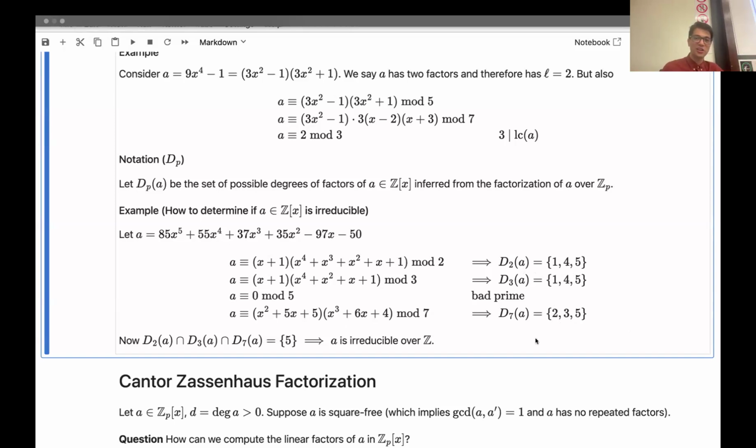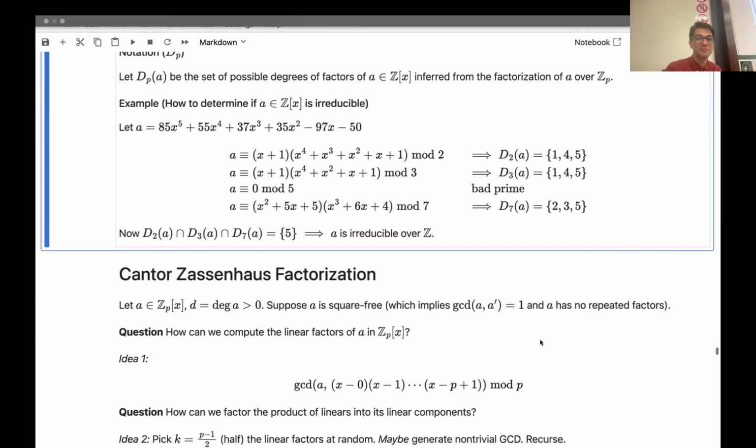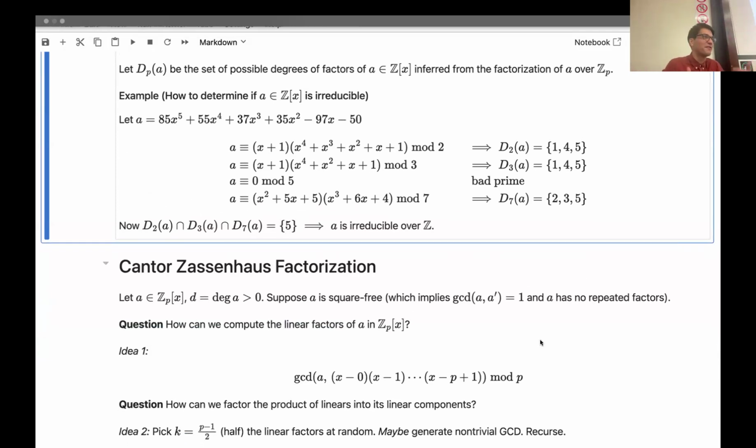So really, Z[x] can only have a decomposition into the intersection of all of these degree factorizations. So what is the intersection of all these sets? 5. That means the only thing that we can factor this into is a polynomial of degree 5. Well, then I guess it's irreducible, right? So there you go. Given an arbitrary polynomial over Z[x] and the ability to factor mod p, you can determine if that polynomial is irreducible or not. There's a test for that, which is pretty cool, right? Because if you're trying to factor something, it's nice to know if a problem is solvable before you solve it.